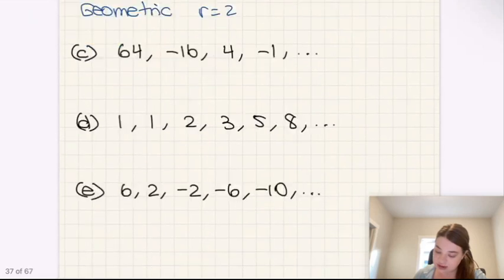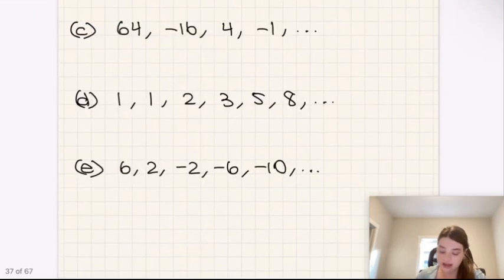C is a bit trickier. So this one can't be arithmetic, and here's why. Because it goes up and down, right? And with an arithmetic sequence, it either always goes up every time or always goes down every time. Whereas this switches from positive to negative numbers, so therefore it definitely can't be an arithmetic sequence.